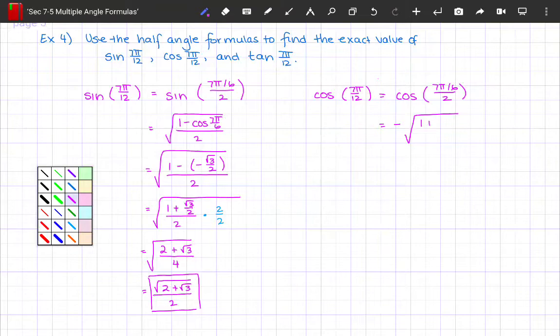And this formula is 1 plus cosine u over 2. But now you're going to see the work is all very similar, because we're still dealing with cosine of 7 pi over 6. So in that respect, once you do the work for one of the problems, it kind of falls into place for the other one. So cosine of 7 pi over 6 is still negative root 3 over 2.